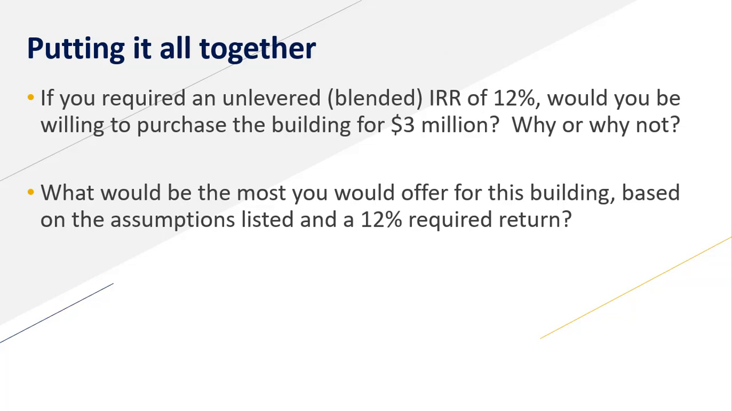If we bought the building for $3 million, would we have reached an unlevered IRR of 12%? We can look at that as a calculation, and we will do that. And then what would be the most we would offer for this building based on a 12% required rate of return? So once we get all the cash flows for the building, we can start asking these kinds of questions. How much would we offer for a building? Or if we bought it for this much, what would our returns be, etc.